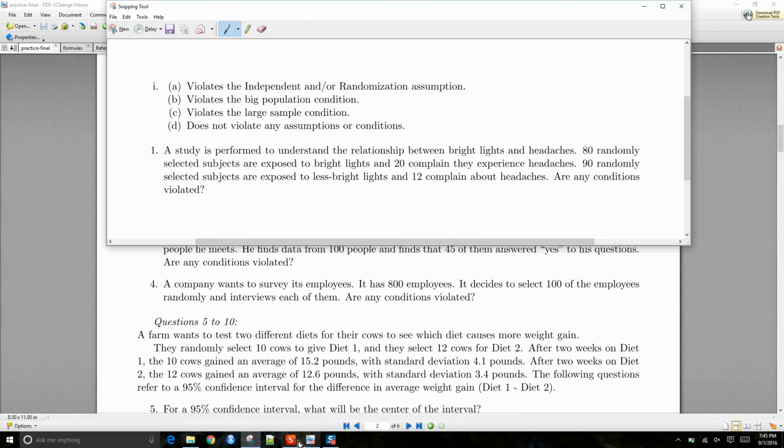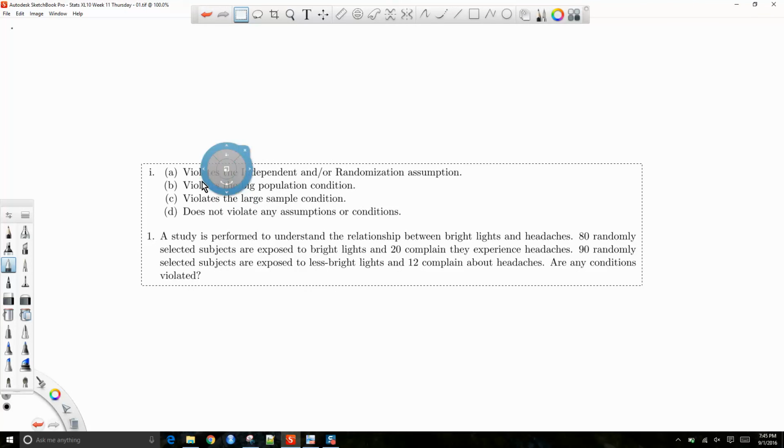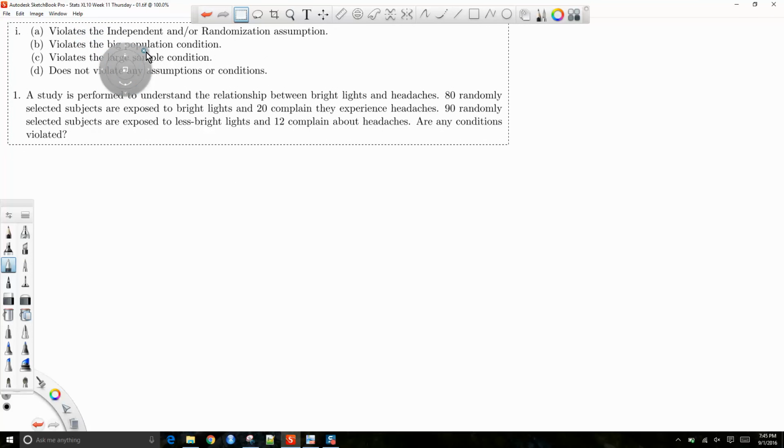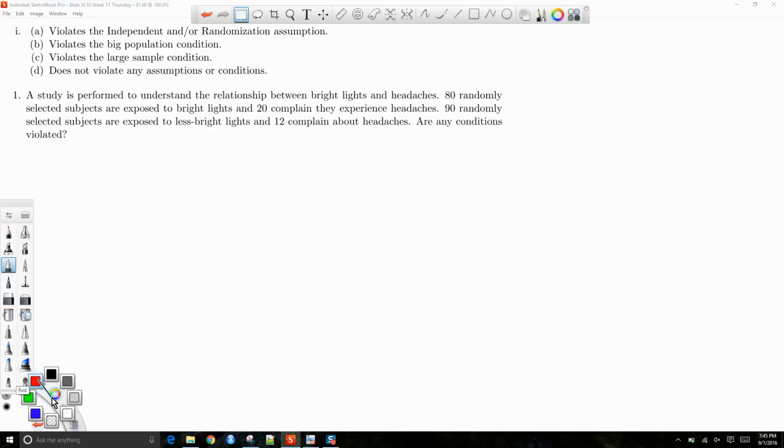All right. So let's get started with the first set of questions. You can expect something similar to this on the actual final exam, where I describe a scenario and I ask you to see which, if any, of the conditions have been violated. Okay? All right, so looking at this first problem, we're looking at a study to understand the relationship between bright lights and headaches.